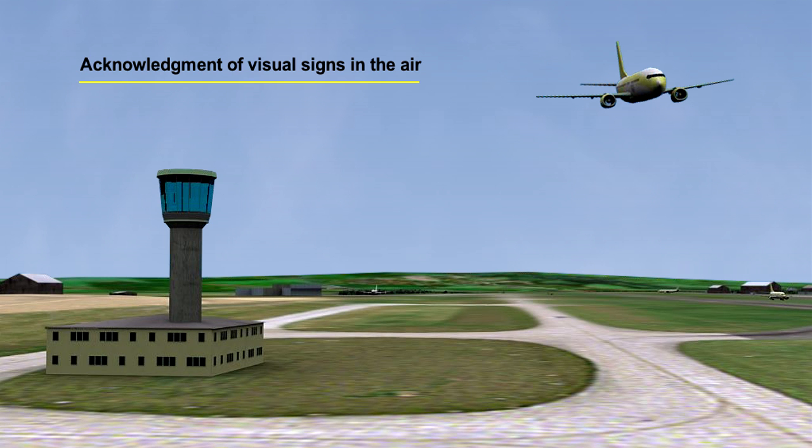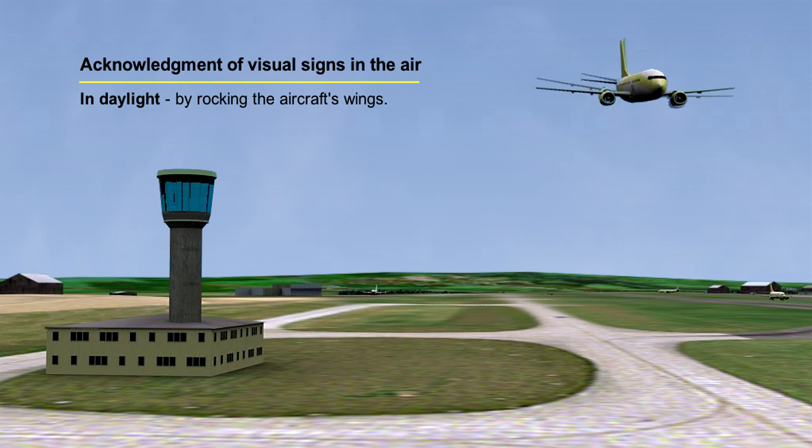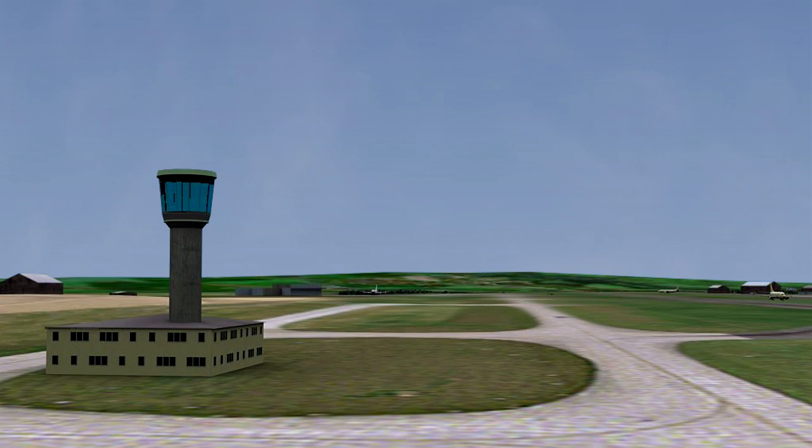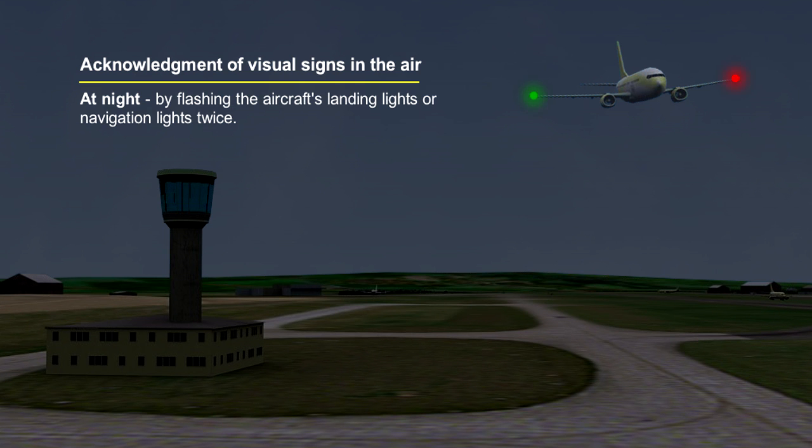Aircraft must acknowledge receipt of any visual signal and may make the following responses to do so: when in flight, during the hours of daylight, by rocking the aircraft wings, during the hours of darkness, by flashing on and off twice the aircraft's landing lights, or, if not so equipped, by switching on and off the navigation lights twice.